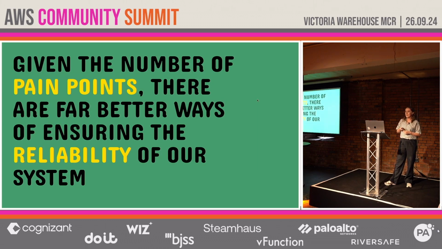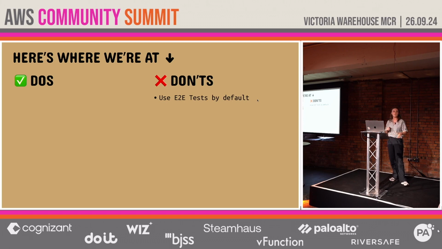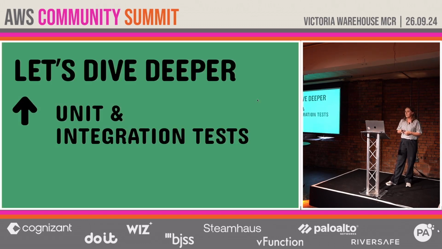So given there are such a number of pain points with this method, let's see what strategies I would employ to make this a whole lot better. We're going to keep track of the do's and don'ts of these strategies. The first don't is to use end-to-end tests by default. I would say that's a last resort, because it's just not giving you much at all as an engineer. So let's look at the unit and integration tests.